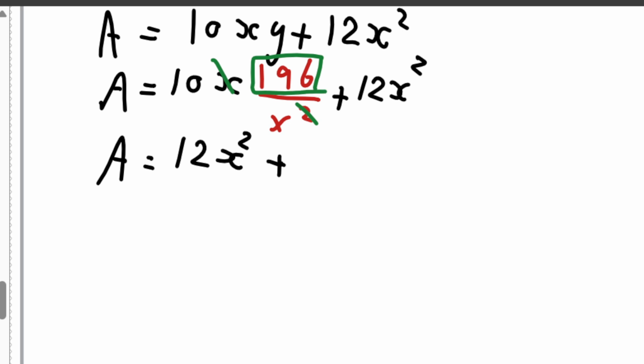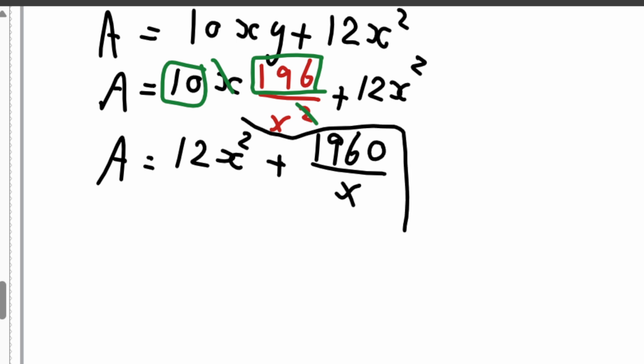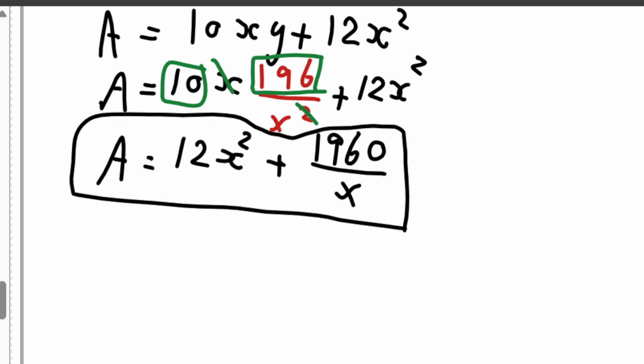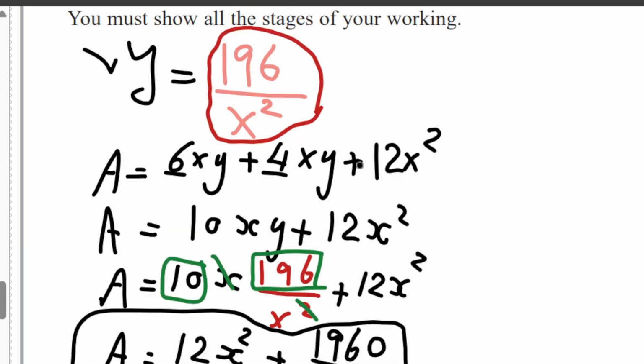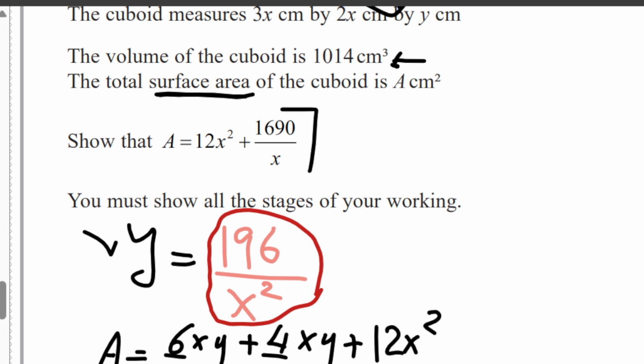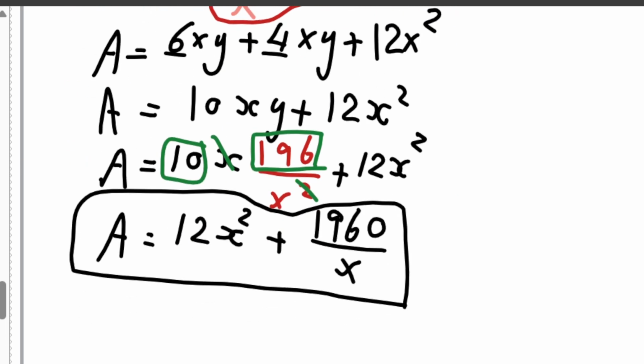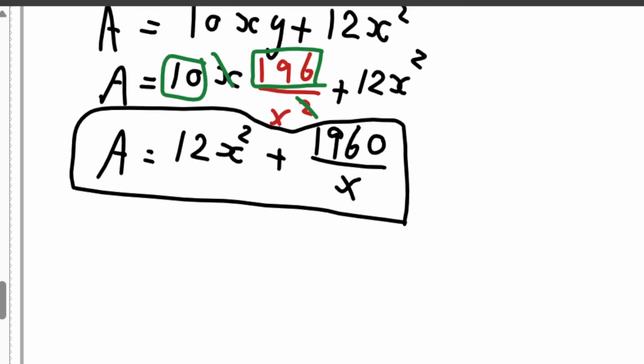times 10, which is 1690. And there is an x down here. And if you look at the question, this is exactly what they ask you to prove. So it's 12x squared plus 1690 divided by x. We got it, and that's the 3 marks. Was it easy?